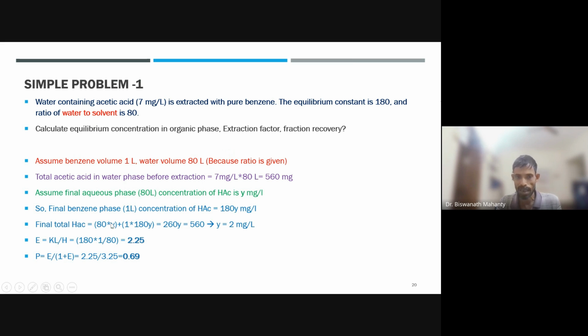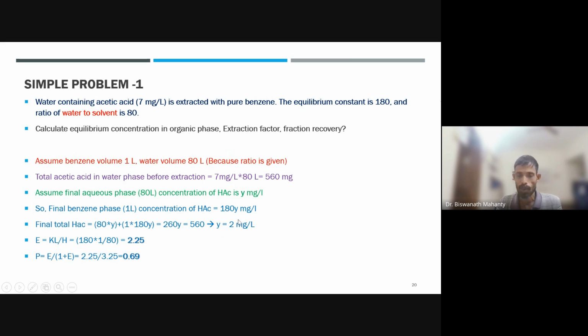So total amount is 80Y plus 1 liter into 180Y, so basically 260Y milligram. That we already know, because initially our total compound was 7 milligram per liter into 80 liter, 560 milligram. So essentially I'm getting Y.